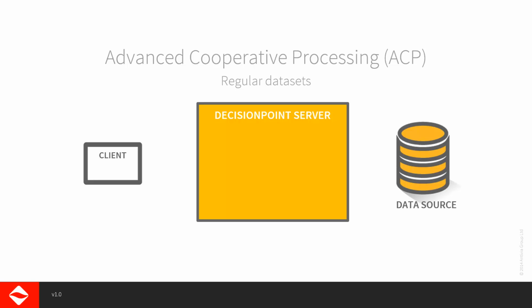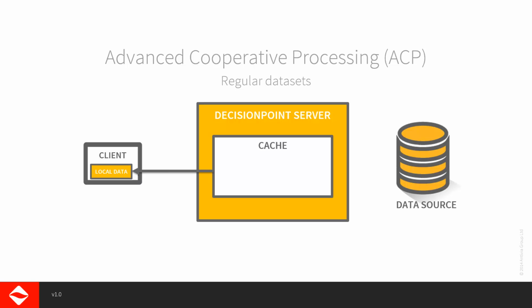And when DecisionPoint retrieves data from the data source, that can either be requested on demand or more likely on a periodic basis, in which case we will cache the data on the DecisionPoint server so it's ready whenever a business user needs it. So the business user would open up their interactive dashboard or BI application from their client device, and the client device would request some data from the DecisionPoint server. With a regular dataset, DecisionPoint would return the entire cache of data down to the business user's client device. So all the data required is stored on the client.